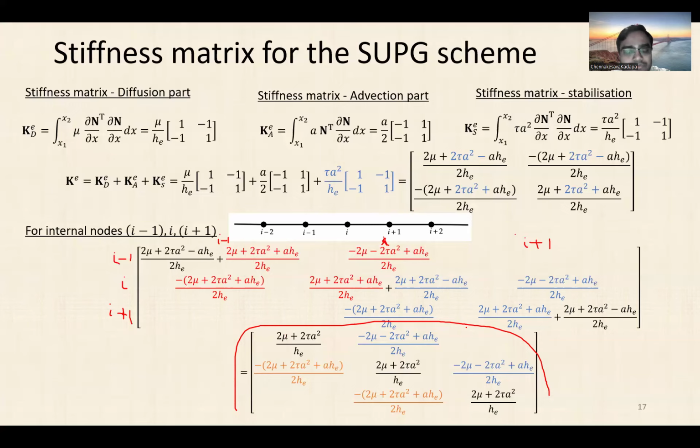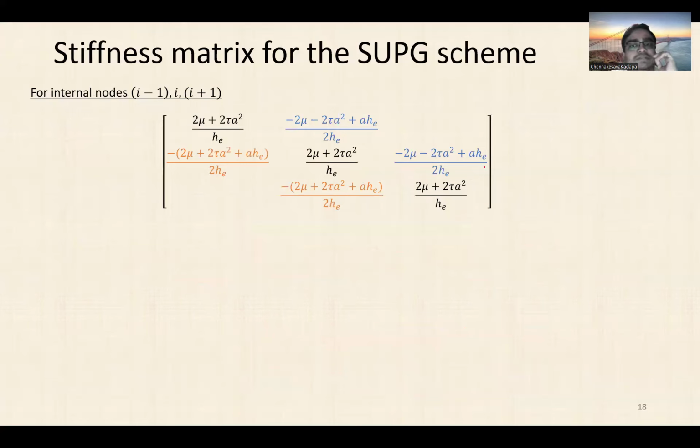We start from this 3 by 3 block. Now we are again going to do exactly the same analysis for the matrix to be an M matrix. That is, the off diagonal terms should be less than or equal to 0. Only then will we have smooth solutions. Otherwise, we will get spurious oscillations in the solution.